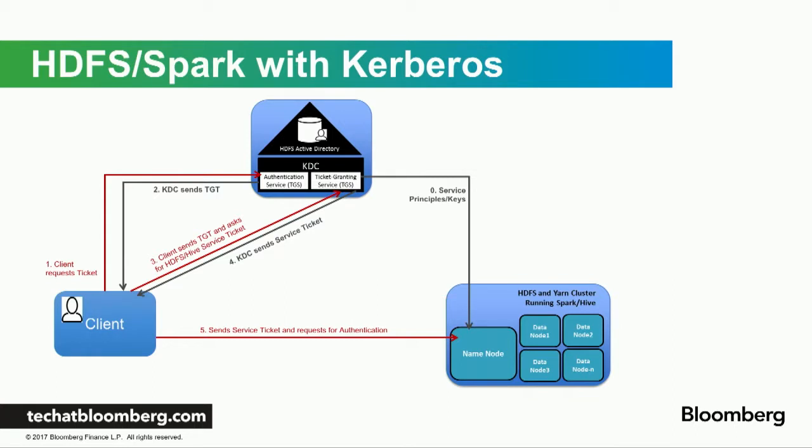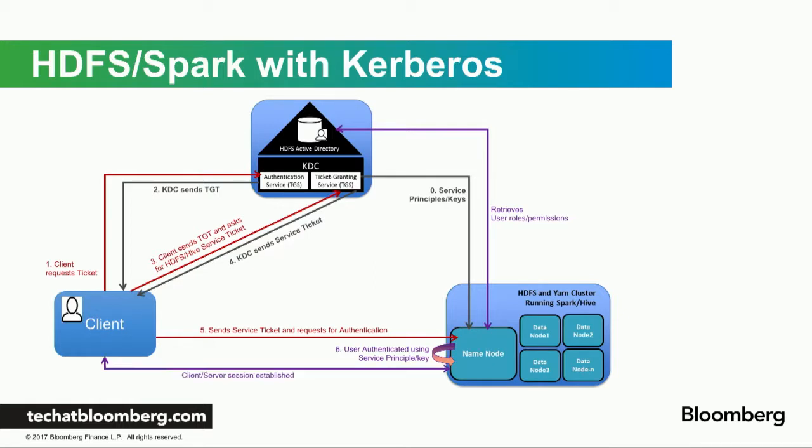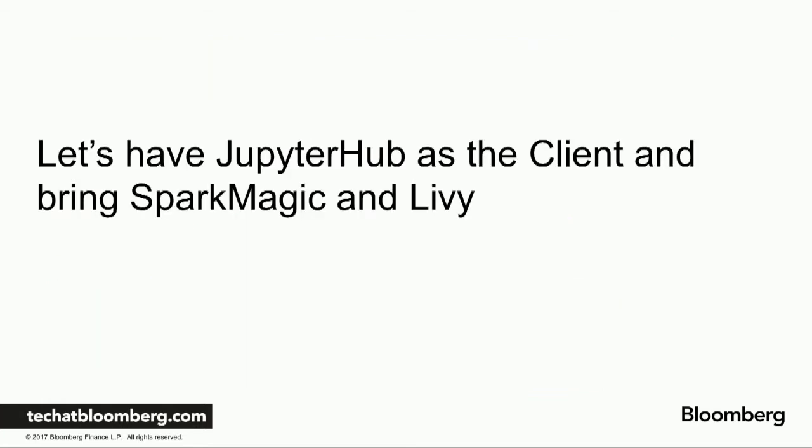Then the cluster is going to use the service principal and the key to authenticate the client, and at the same time, it's going to retrieve the user permissions from the account database. And now the connection between the client and server has been established. And this is how Kerberos works in HDFS, YARN, or any other services that support Kerberos.